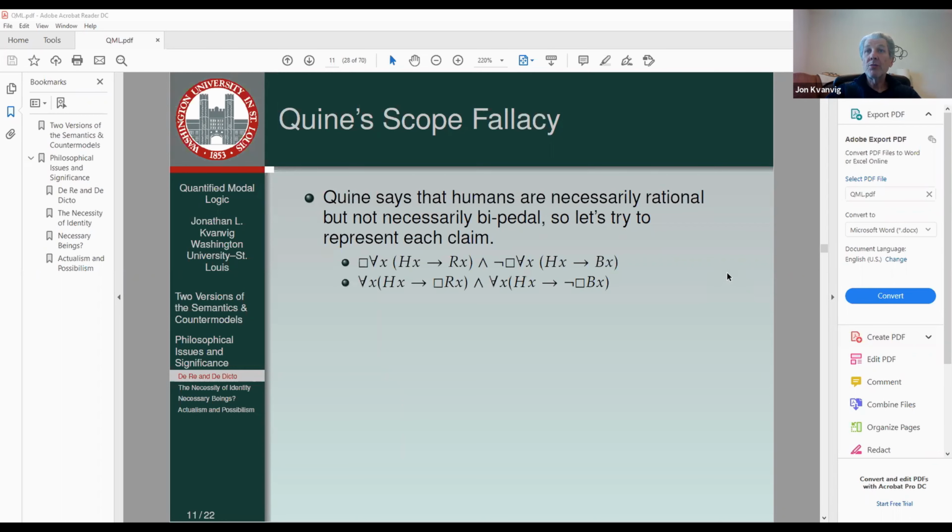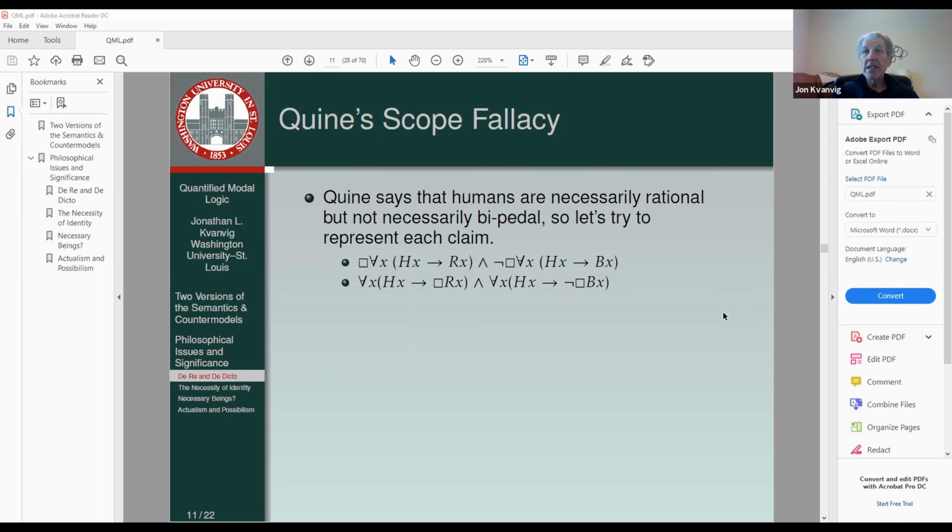The narrow scope reading puts the box at the back end of each of the sentences. So that says for all x, if x is human, then x is essentially rational. And for all x, if x is human, then x is not essentially bipedal. Those are the different ways in terms of scope to read those. And that came to be called the de dicto and the de re reading.